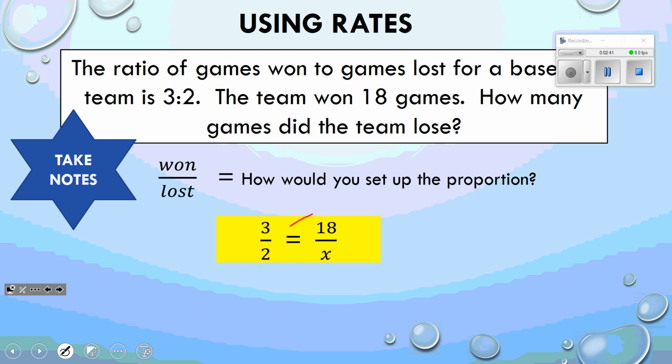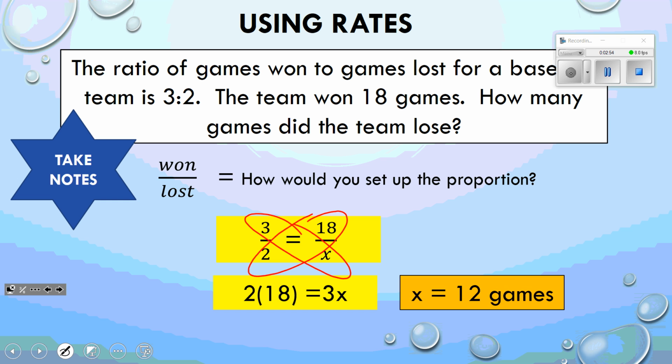Now again, we do our proportions, so we do our butterfly wings. So on one side, we're going to have 18 times 2. On the other side, we're going to have 3 times x. And 2 times 18 divided by 3 would be 12 games.